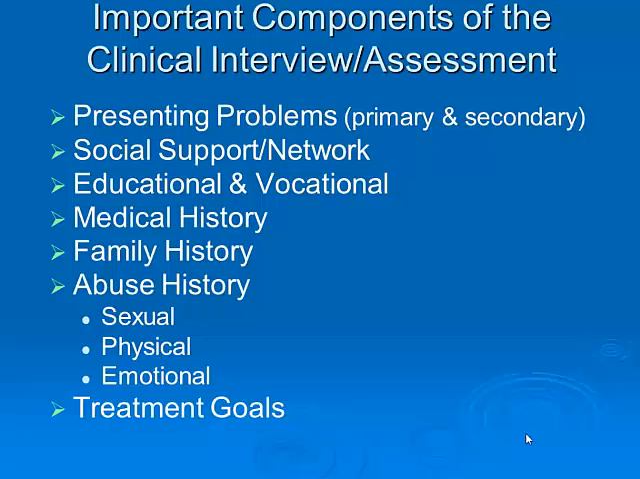The next item that I have on my list is social support network. And please know that this information may not necessarily be presented in this order. However, it gives you a frame of reference by which to understand the client and the core areas that you want to assess when meeting with the client.